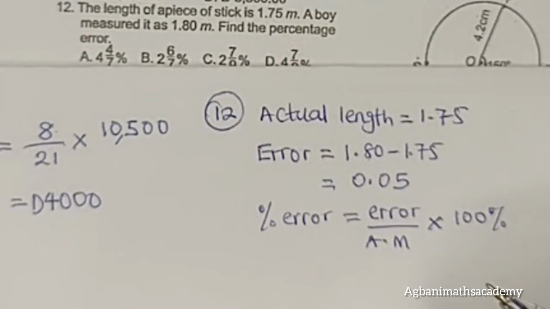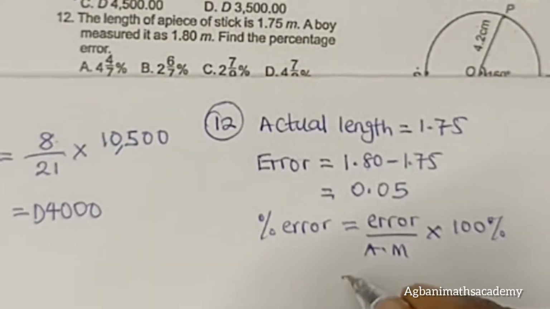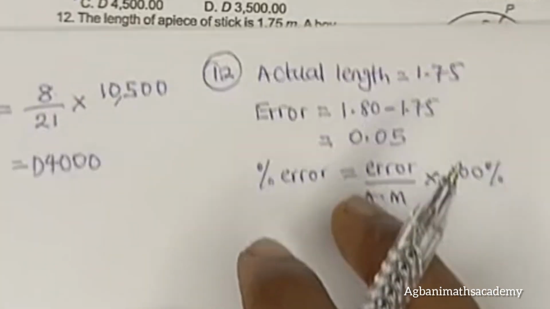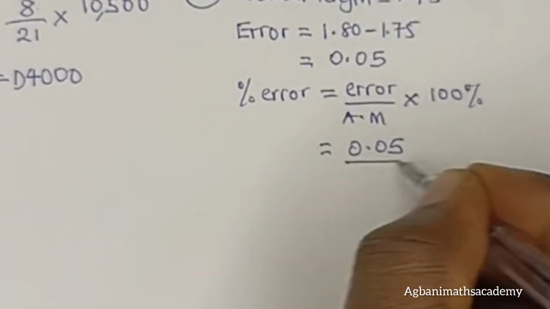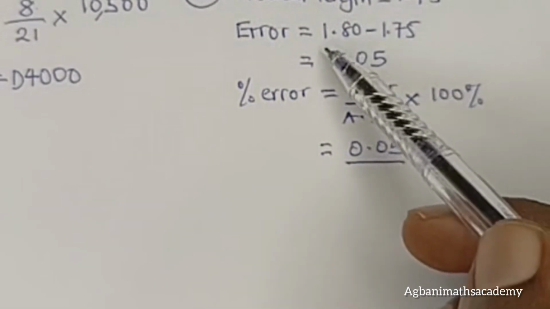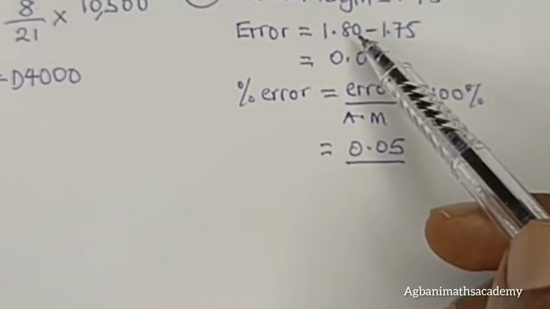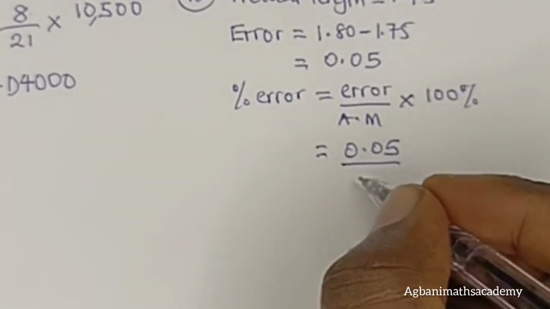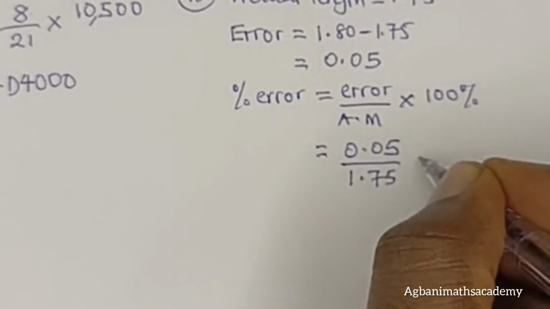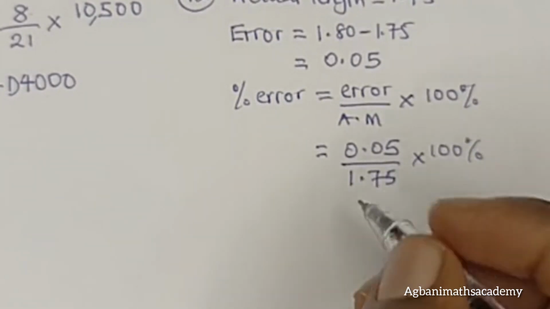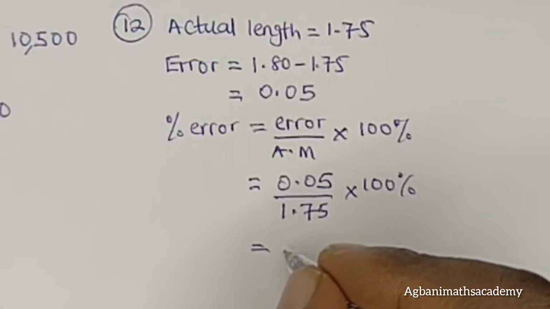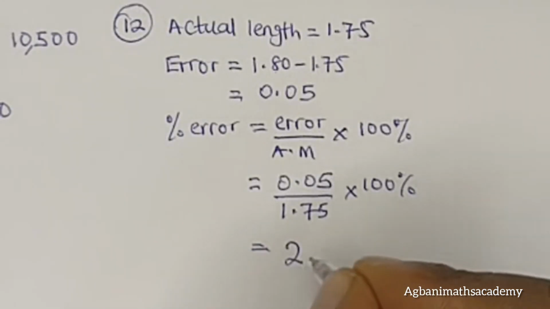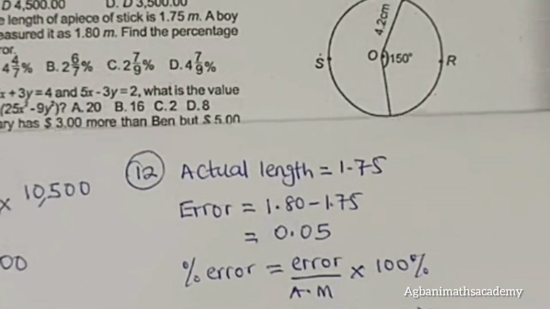So that's the formula to calculate percentage error. The error the person made divided by the actual measurement or actual amount or the actual value, basically, multiplied by 100. So the error was 0.05 divided by the actual measurement, which is not 1.8 because the actual size of the stick is 1.75, multiplied by 100. So what do we get? Two whole number 6/7, correct? Two whole number 6/7.